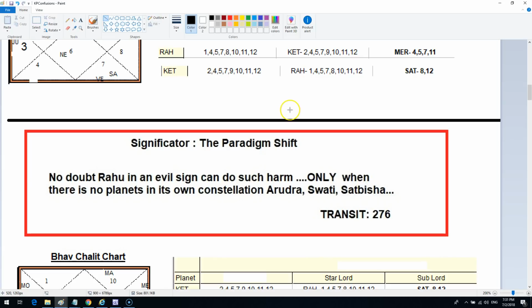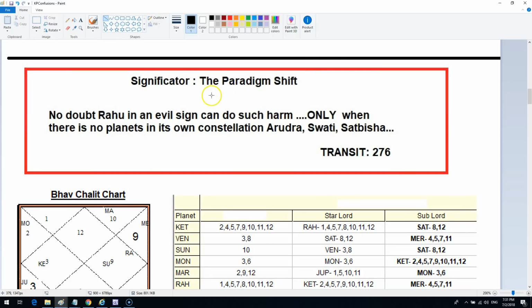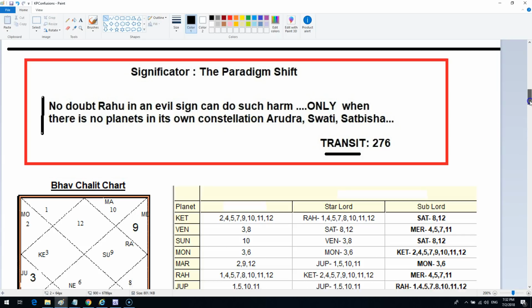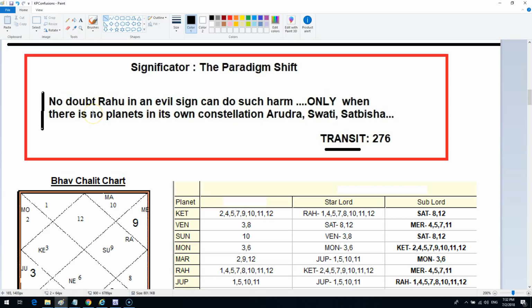One example that I want to quote is from Krishnamurti's book on transit, on page number 276. It might be page 270 or 280 depending on the year of publication of the book you have. But look at this statement. Krishnamurti says that no doubt Rahu is an evil sign and can do such harm only when there is no planet in its own constellation. You have to look carefully at this statement, at what exactly it means.